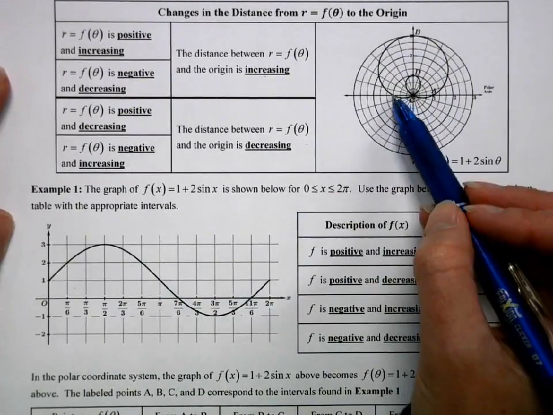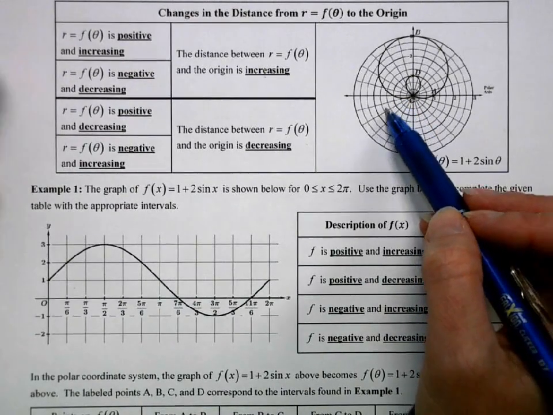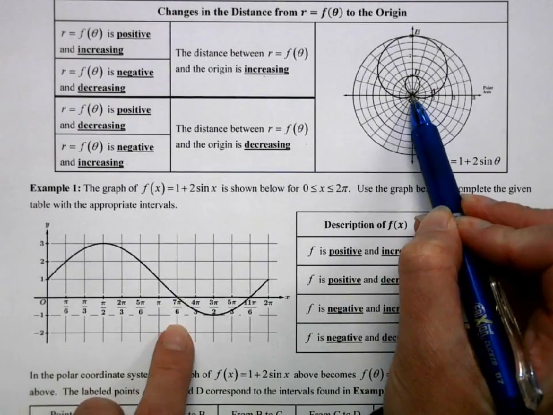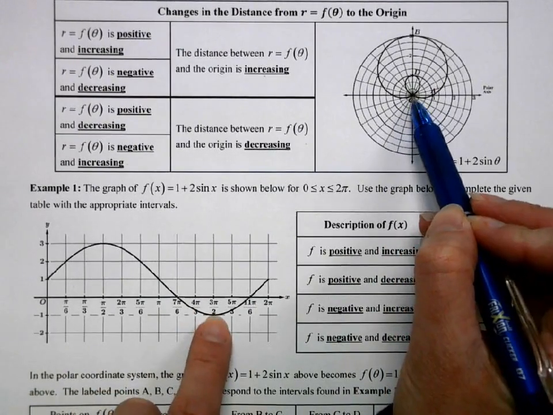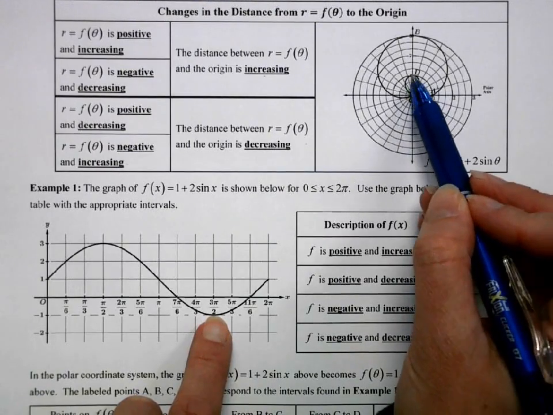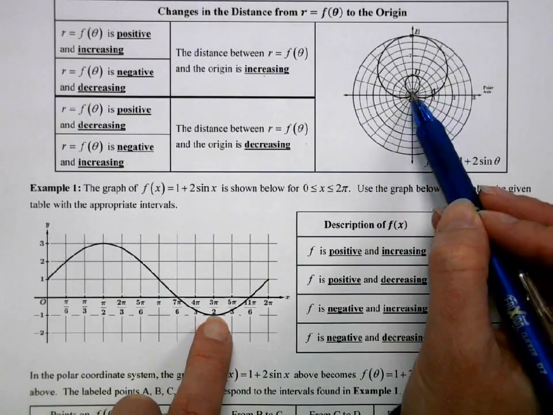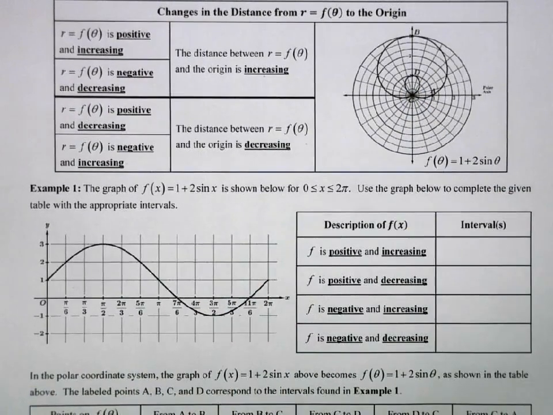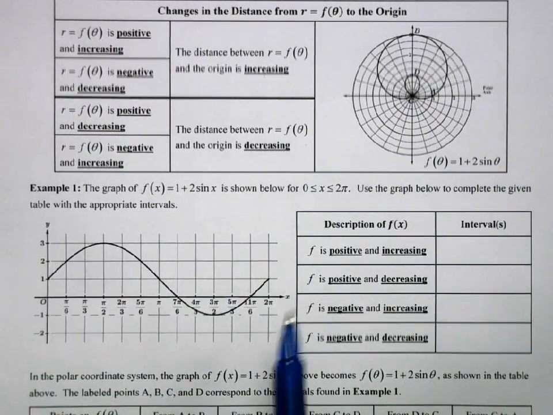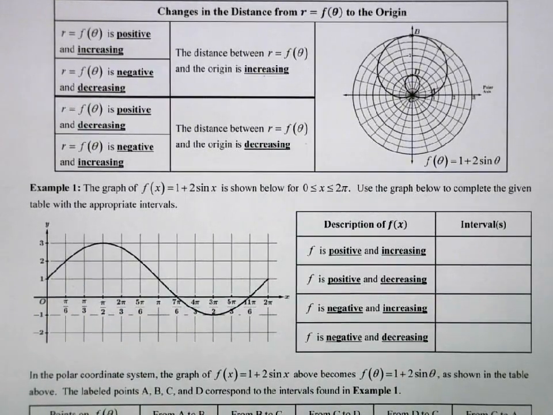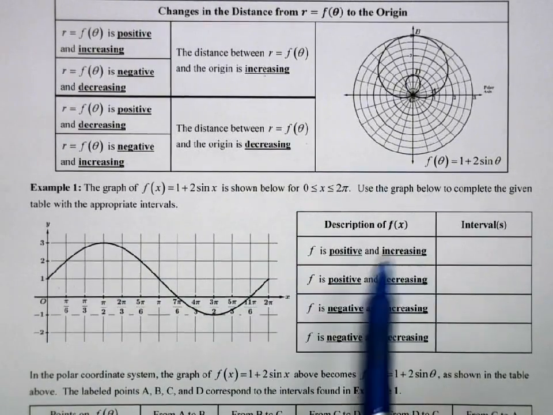At 7 pi over 6, we reach pi is at 1, so that's this point. This intersection is at 7 pi over 6. 3 pi over 2 is at a negative 1, which is where this little inner loop is coming from. And then it goes back to 1. So it's easy to see the two characteristics we're looking for, positive, negative, increasing, and decreasing on a rectangular curve.